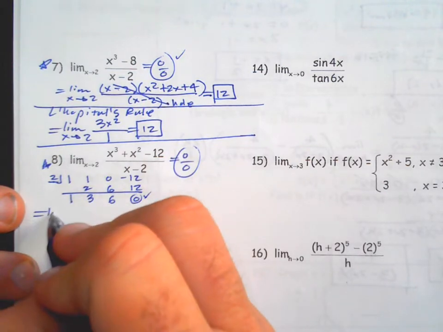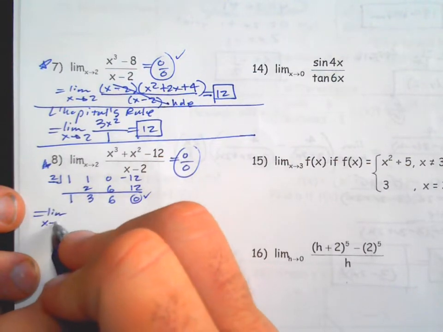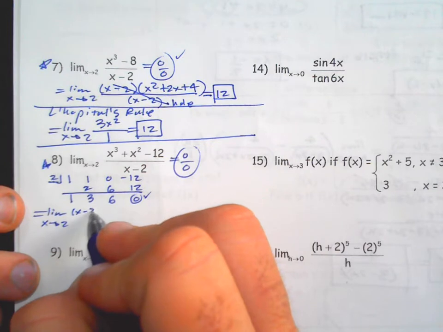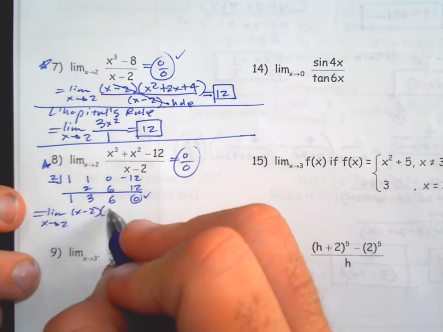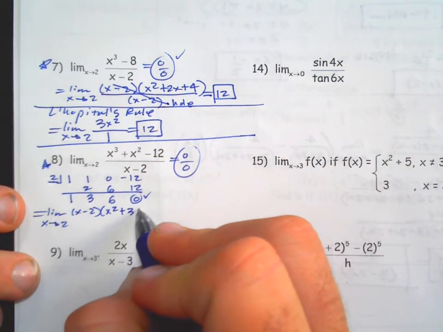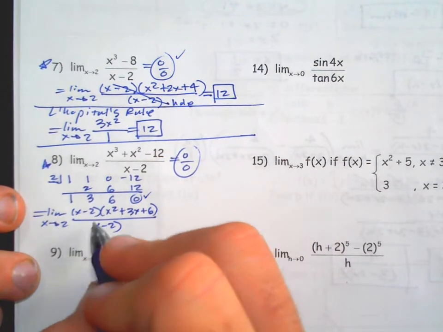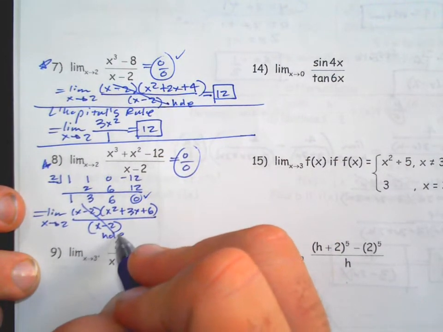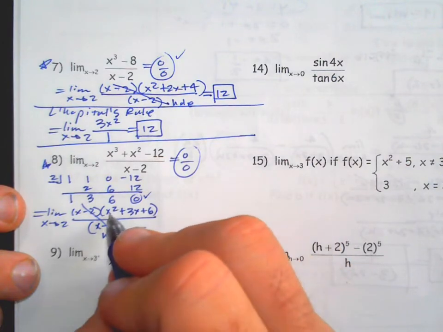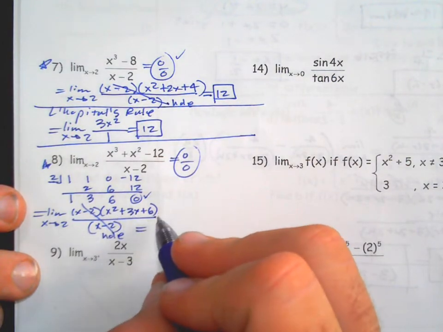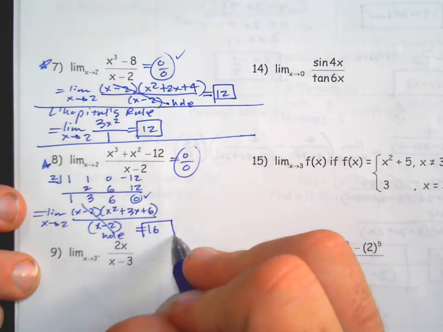So then we're going to do the limit as x approaches 2 of x minus 2, that's what you just factored out, times x squared plus 3x plus 6, over x minus 2. There's the hole in the graph. Plug 2 back in, you get 4 plus 6 plus 6, which is 16.